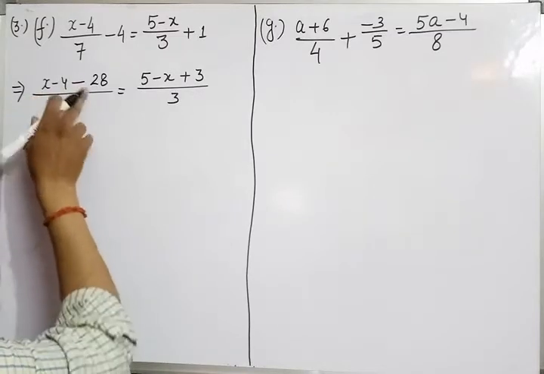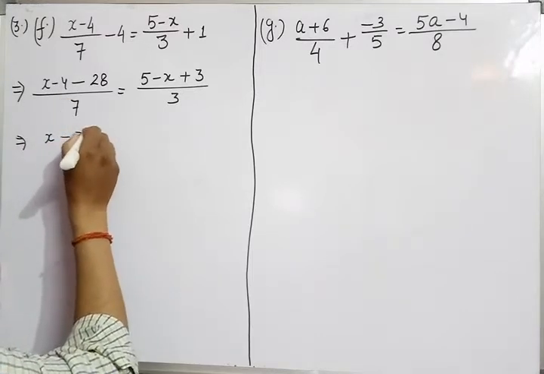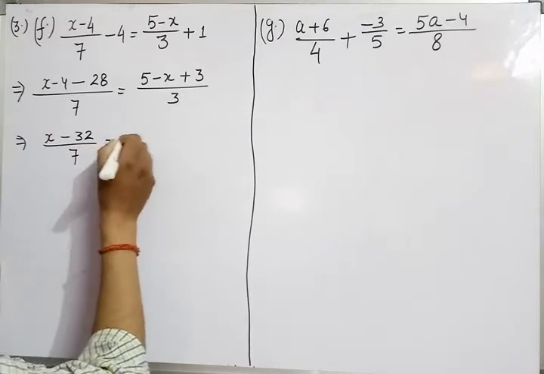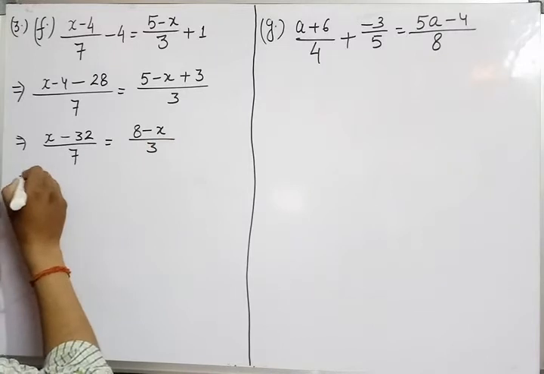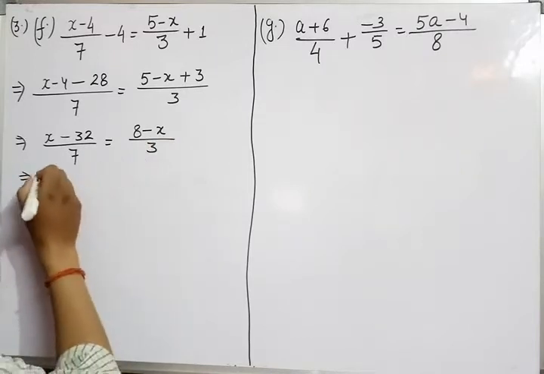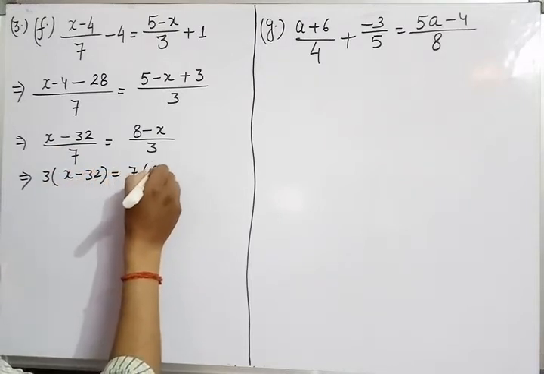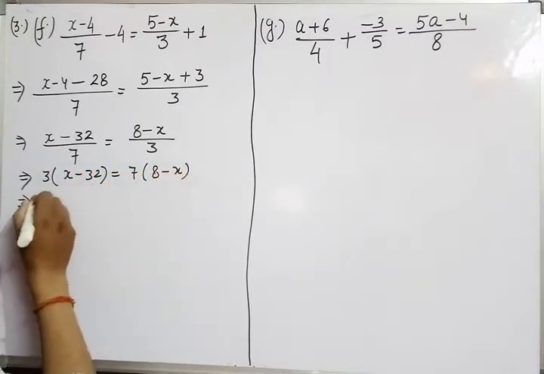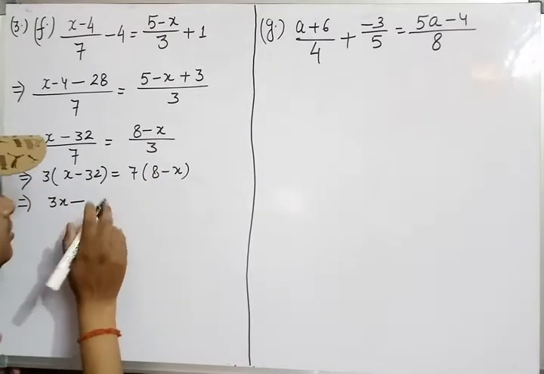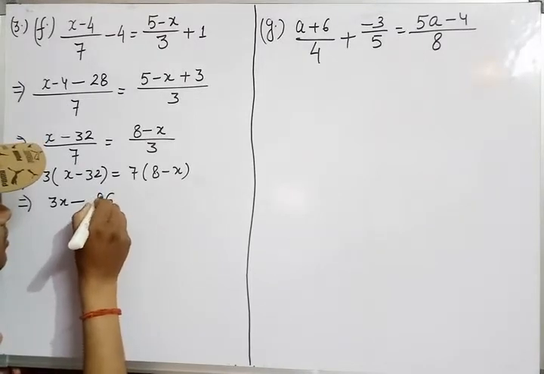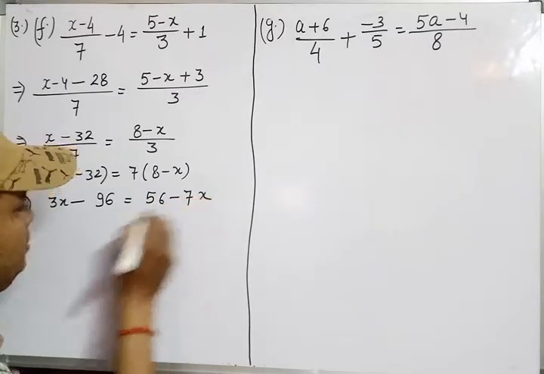First of all, you have to solve this term. So here minus 4 minus 28 means minus 32, and 5 plus 3 is 8. Then apply the cross multiplication method. So here 3 multiplied by x minus 32, and 7 multiplied by 8 minus x. So here 3 into x means 3x, minus 3 into 32 means 3 twos are 6 and 3 threes are 9, and here 7 into 8 means 56 minus 7x.